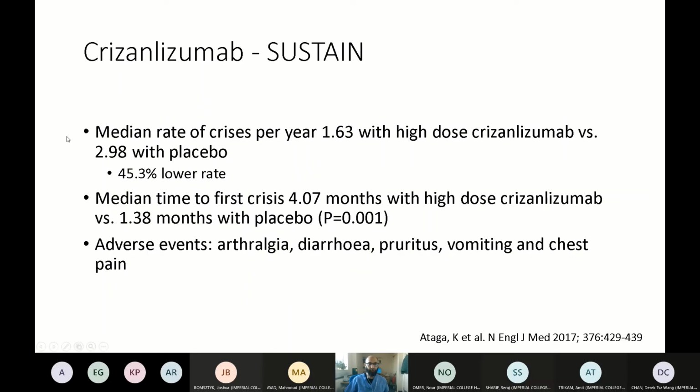It showed a significant reduction in the number of crises in patients on crizanlizumab versus placebo, and an increased time to the first crisis in patients on crizanlizumab compared with patients on placebo. Here you can see some of the side effects which were seen in the trial.